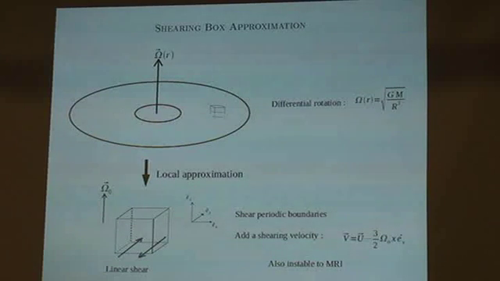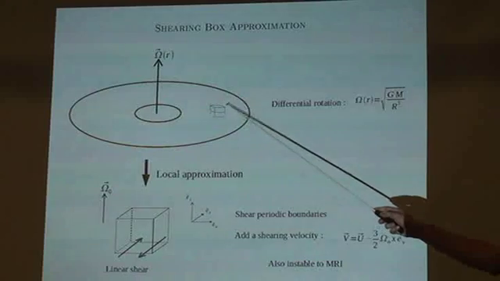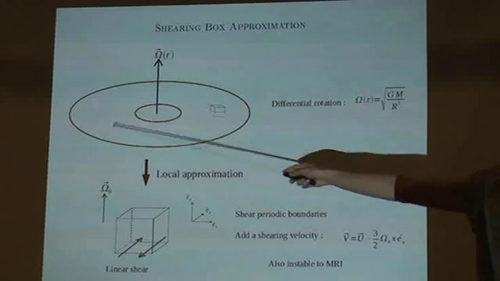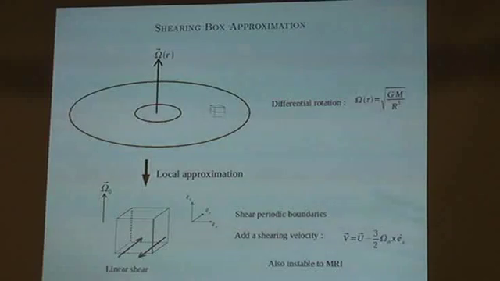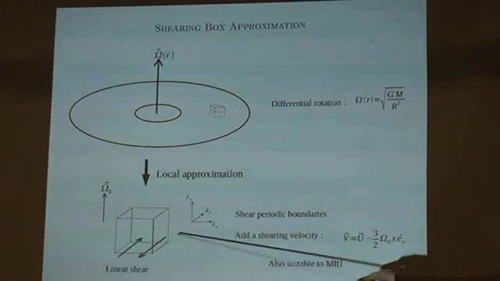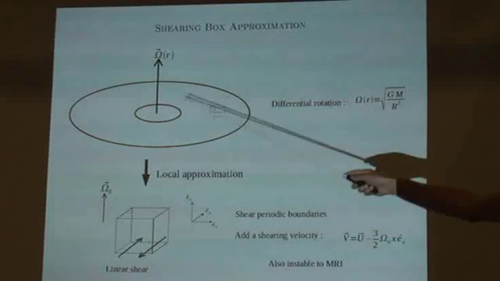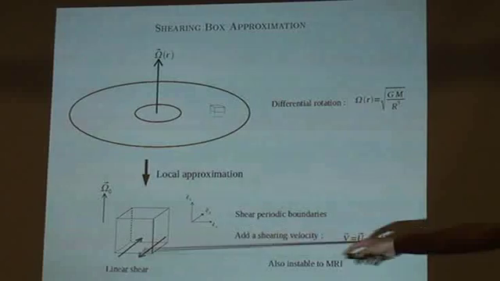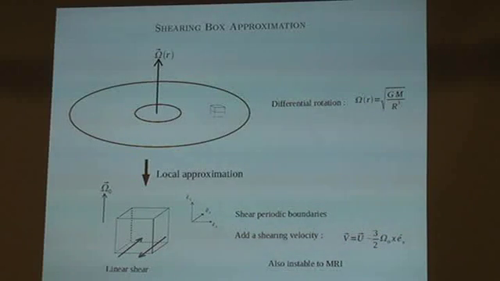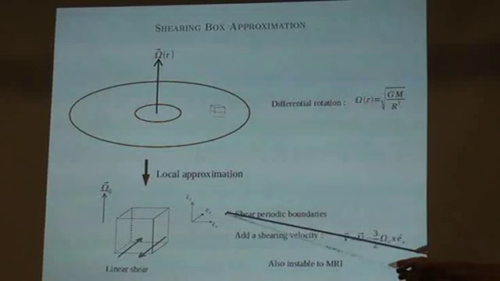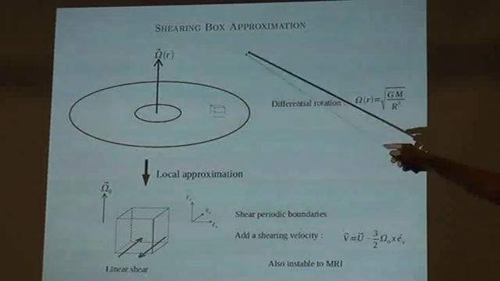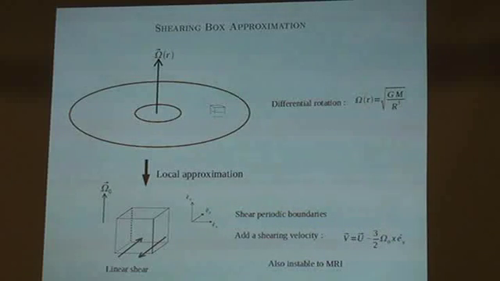To study the turbulence created by this instability, the usual approach is a local approximation. We take a box that is rotating with the disk on the Keplerian orbit. So this box is a rotating frame, and the differential rotation that was present in the disk becomes a shear, which is linearized in the local approximation. What was the r direction becomes x, what was phi becomes y, and z remains z.